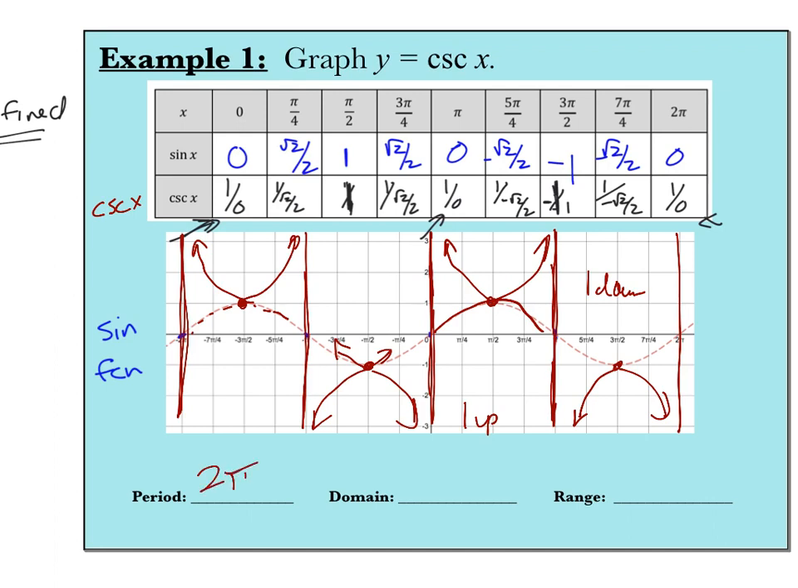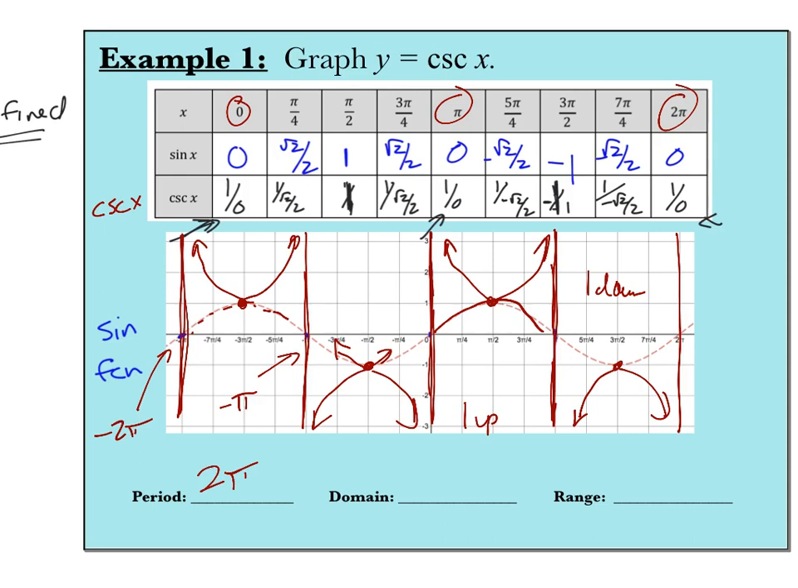So now what's my domain? So my domain is every x value, but I have a couple x values that don't work. I have, 0 doesn't work, pi doesn't work, 2 pi doesn't work. If I go negative, that's negative pi, that one doesn't work. Negative 2 pi, that one doesn't work.